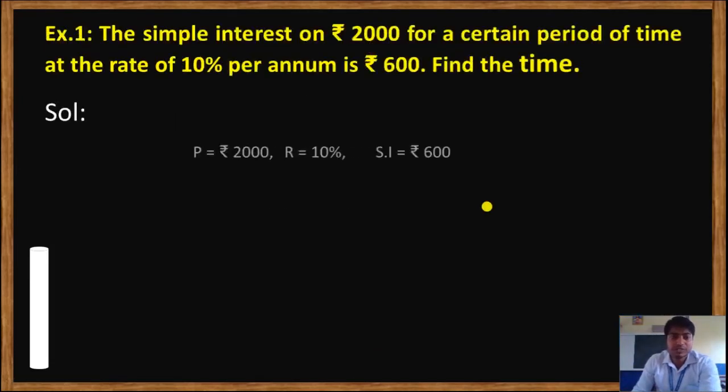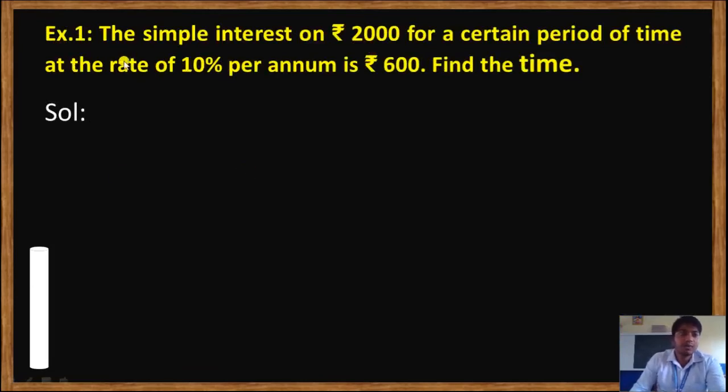Now let me solve some examples. Example number 1: the simple interest on rupees 2000 for a certain period of time at the rate of 10% per annum is 600. So this 600 is the simple interest, the principal is given as 2000, and the rate is given as 10%. So find time.